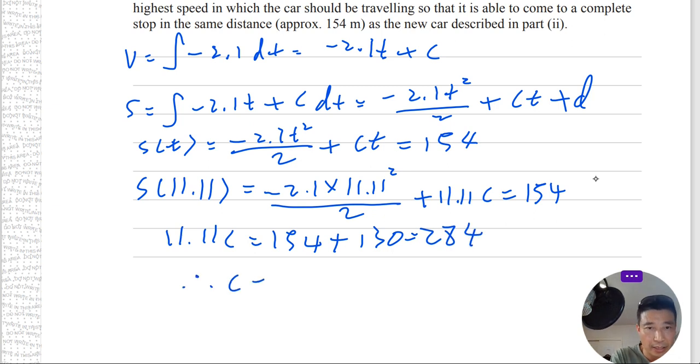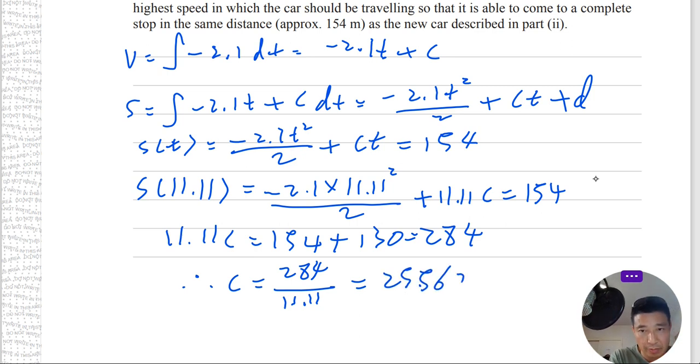Hence, c, the speed at which the older car stops, is 284 divided by 11.11, which gives me 25.56 meters per second. So it should slow down.